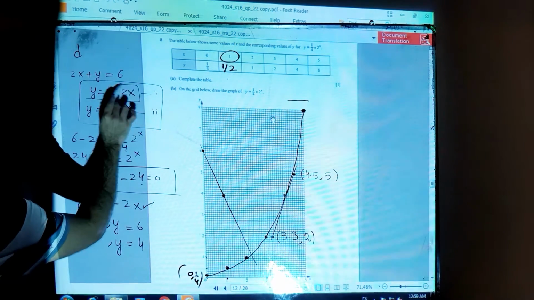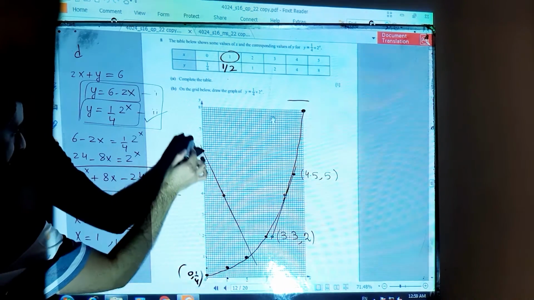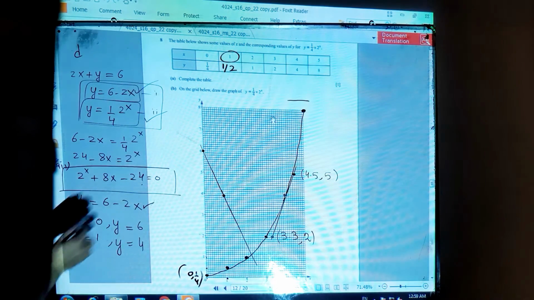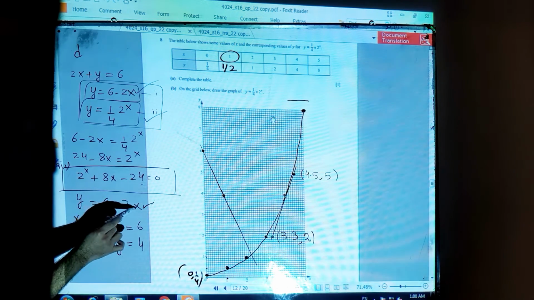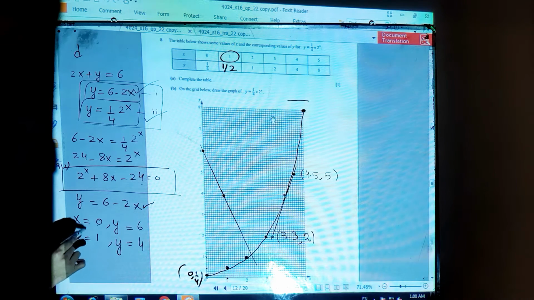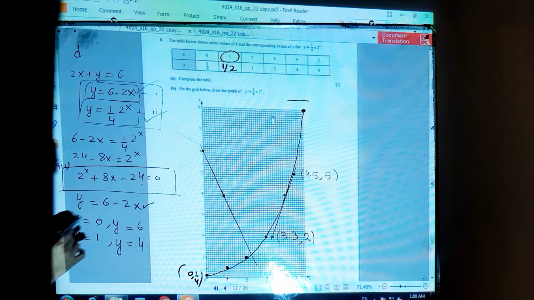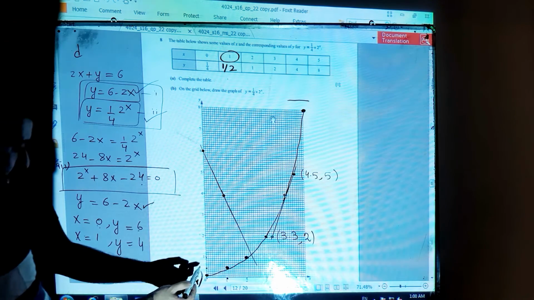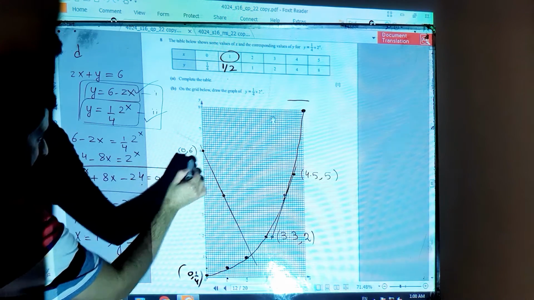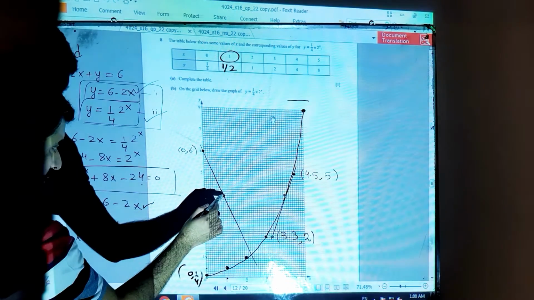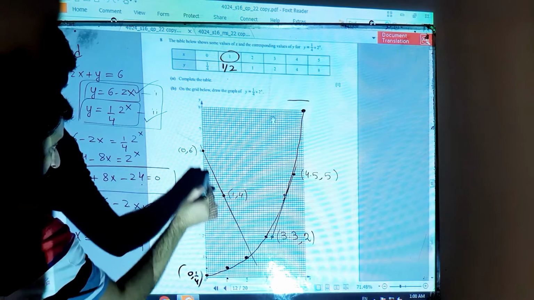Now this is a straight line, this is an exponential one. This represents this one, while this straight line represents this one. How have you drawn this straight line? This was the equation. So take x equal to 0. When x is 0, y will be 6. When x is 1, 6 minus 2 is 4. So you got 2 points: (0, 6), and when x is 1, y is 4. Got 2 points, join them.